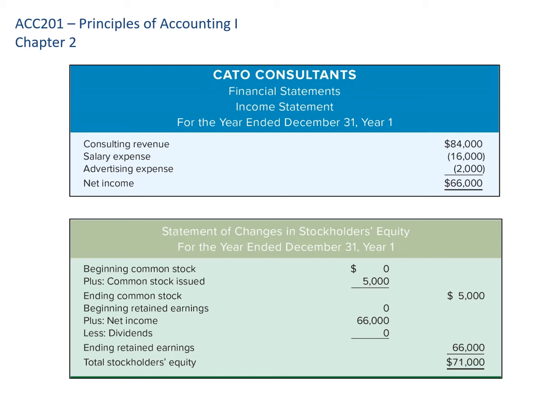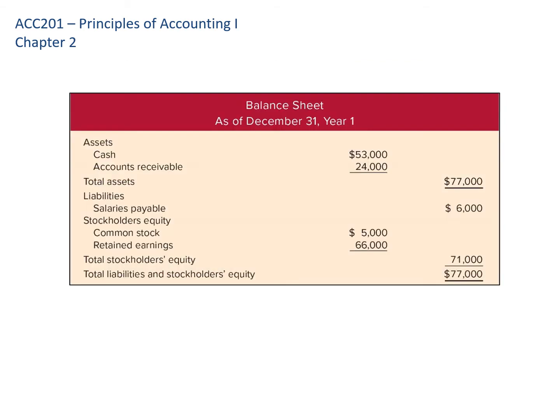And then I needed the stockholders' equity figures in order to do the balance sheet. So in this case, I have a balance sheet that's as of a particular day. It's not for a period of time. So I have cash and receivables, and they're in that order. That's order of liquidity. So cash is most liquid. So I've got $77,000 of total assets. I have that liability of salaries payable, and then I've got my two elements of stockholders' equity. So together, my liabilities and stockholders' equity equals $77,000, which equals my total assets.